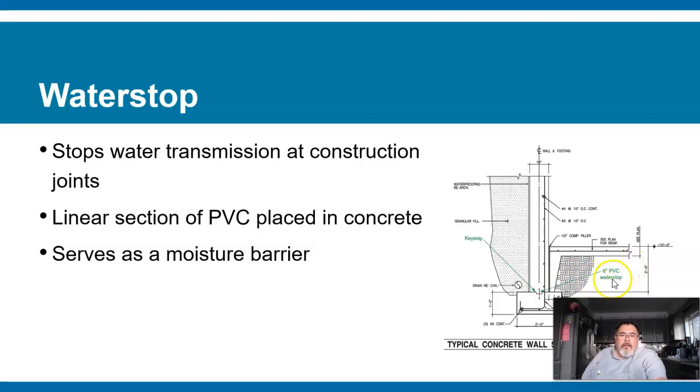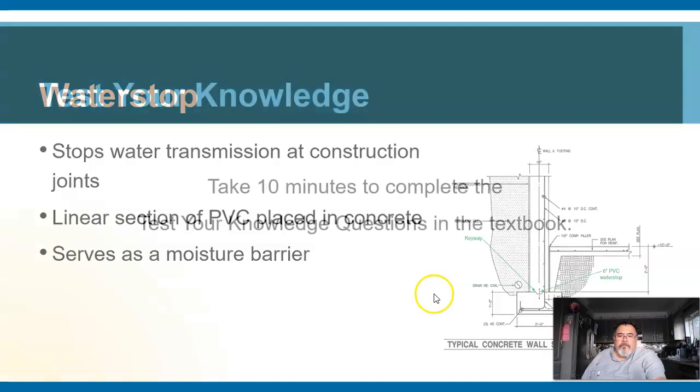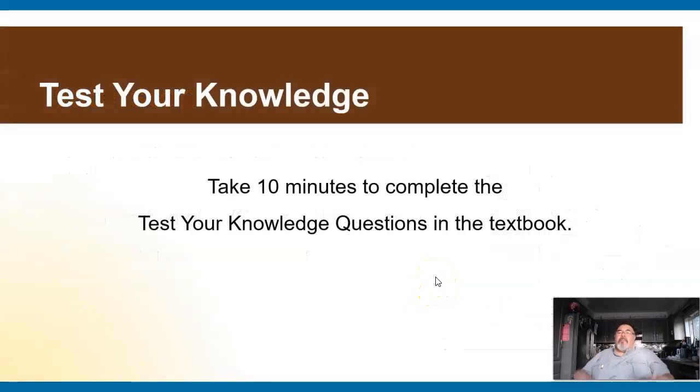Oh, and yeah, 6-inch PVC water stop. But it's pointing to the keyway. I believe this pipe is what they're talking about as the water stop. A 6-inch PVC, polyvinyl chloride. That's that plastic pipe with drainage. I think this might be an error. This should be pointing to that circle where it says drain. Okay, that's it.